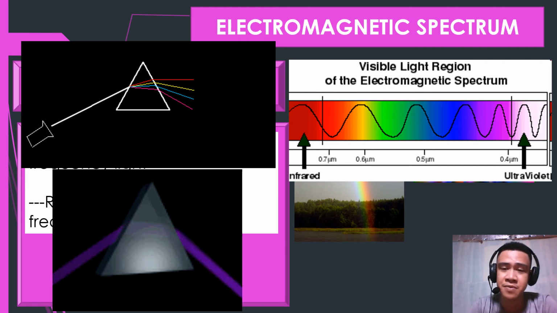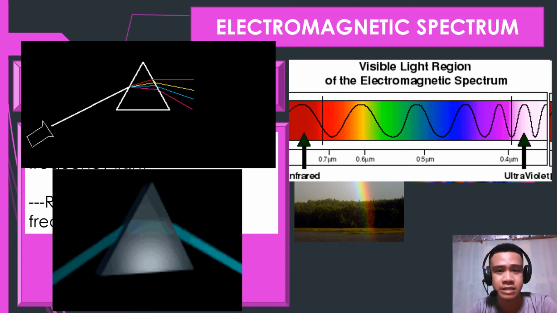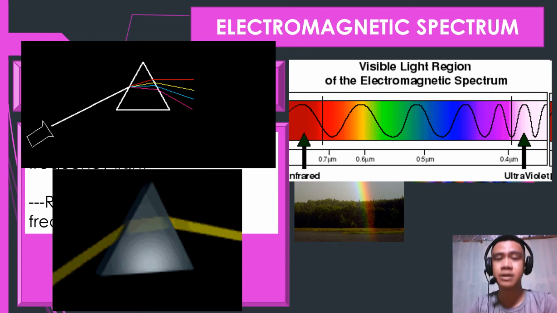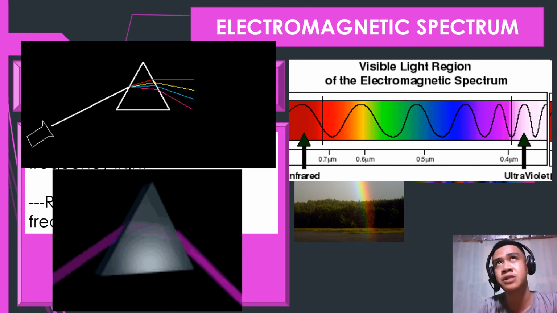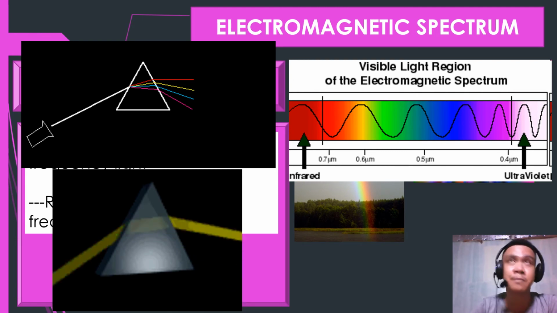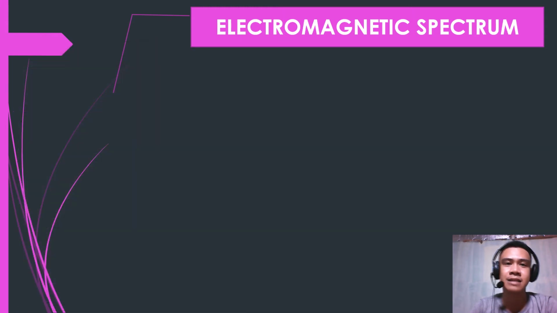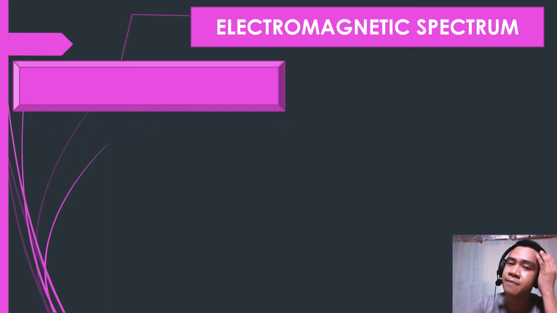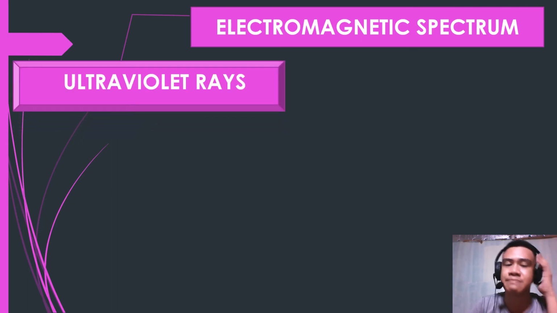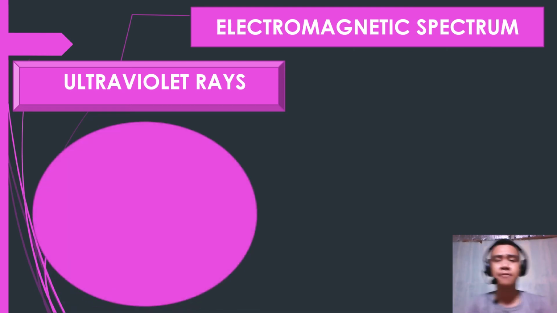So after visible light is ultraviolet, and before that we have the infrared, ROYGBIV, red to violet. Next, we have ultraviolet rays. So what are ultraviolet rays?